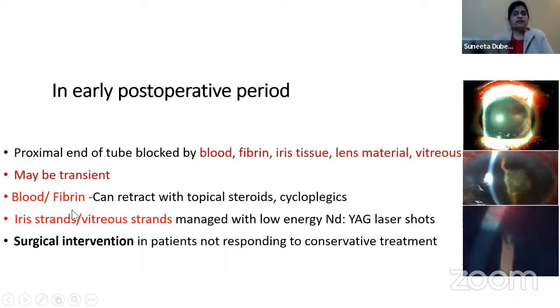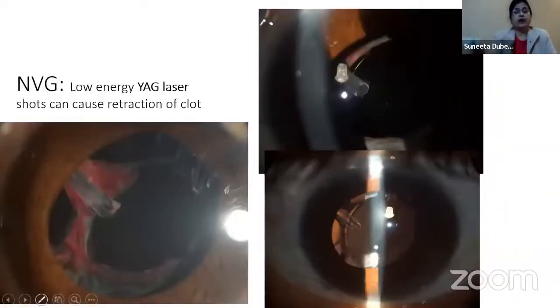It may be transient and can retract, especially blood and fibrin, with topical steroid and cycloplegics. Even iris strands and vitreous strands, if they're small, can be managed with low energy YAG laser spots. But in some cases, a surgical intervention may be required.